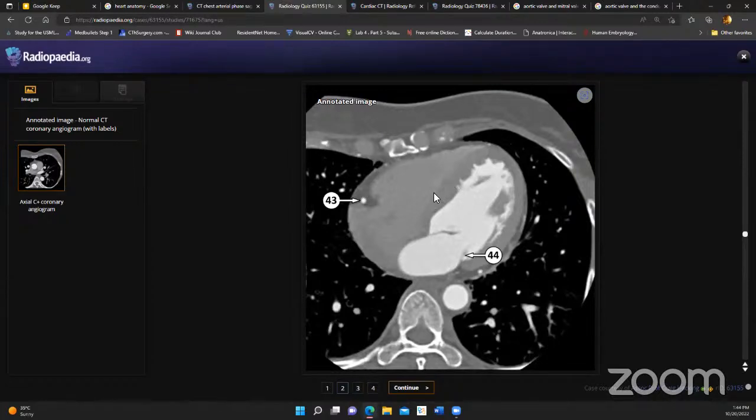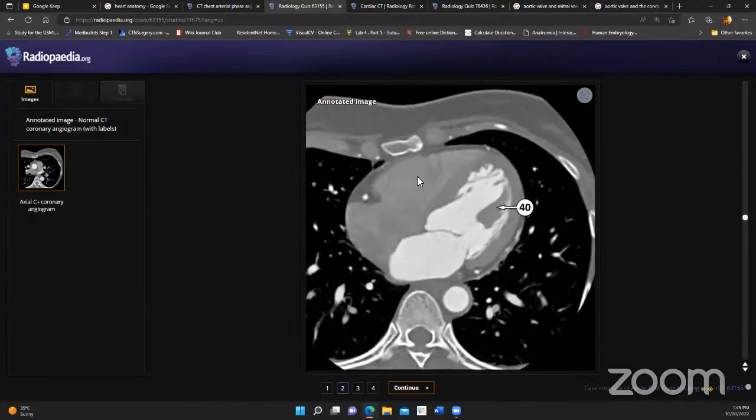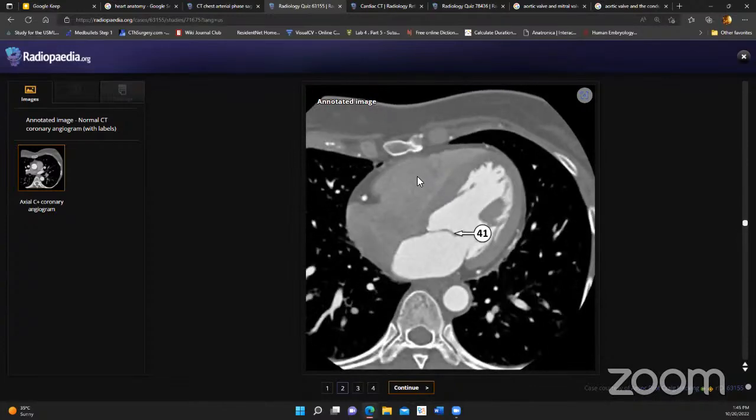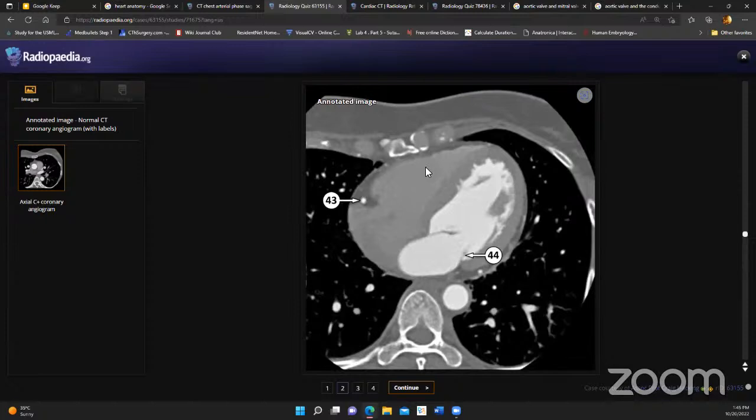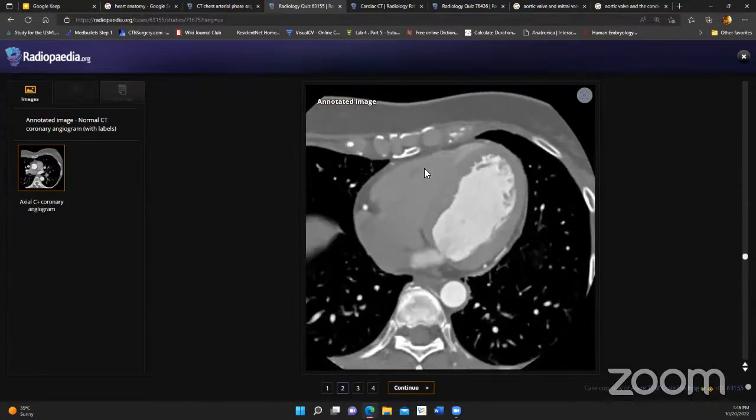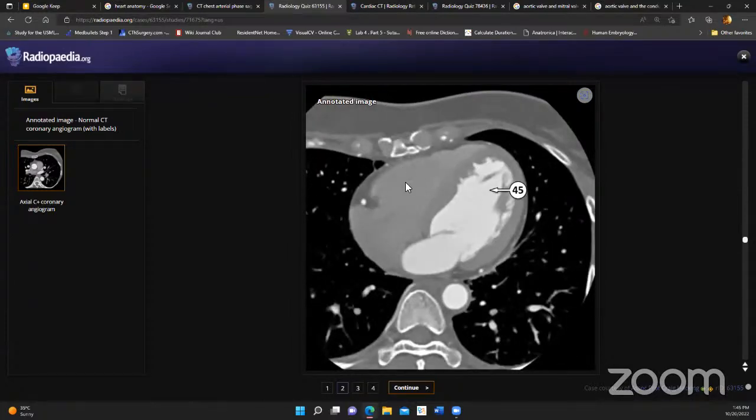So if you don't mind, Rawan, do you know what structure this is? Or do you want me to go up and down to make it clearer? Do you see my pointer? Yes, I can see it. This chamber, what is it? The left ventricle? No, this is the right ventricle.